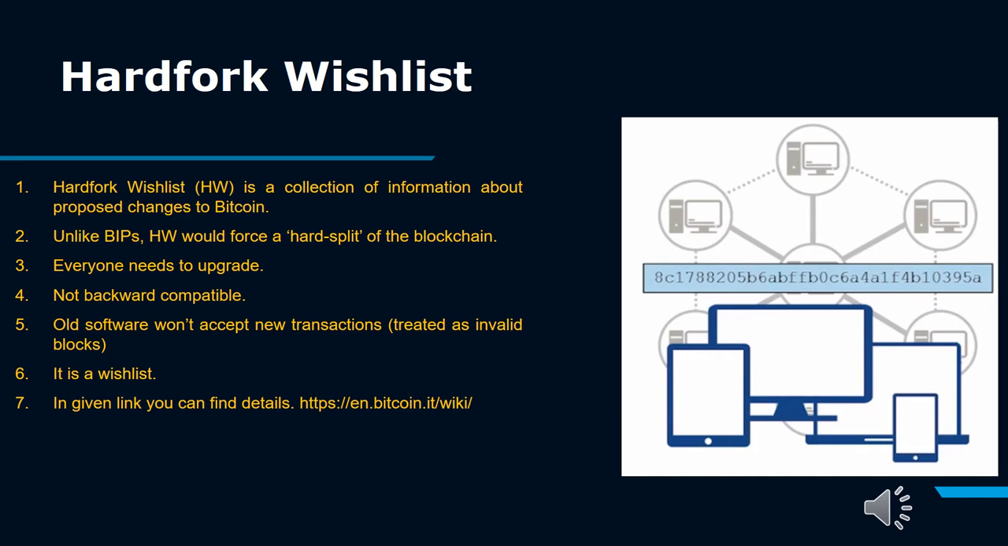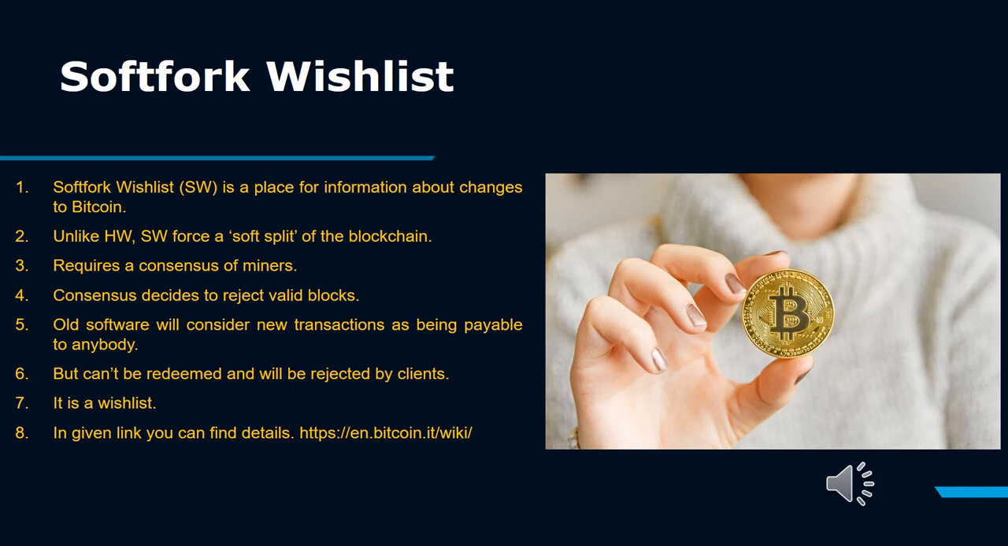Hello, Bitcoin Cash. Hard fork wish list, HW, is a collection of information about proposed changes to Bitcoin. Unlike BIPs, HW would force a hard split of the blockchain. Everyone needs to upgrade. Not backward compatible. Old software won't accept new transactions, treated as invalid blocks. It is a wish list. In given link you can find details. https://n.bitcoin.it/wiki/.